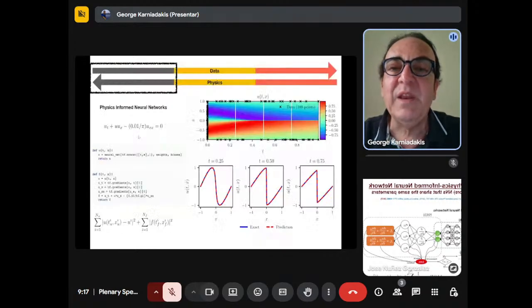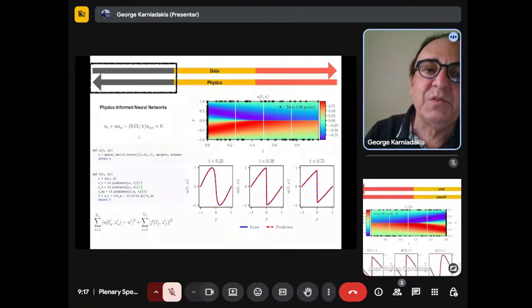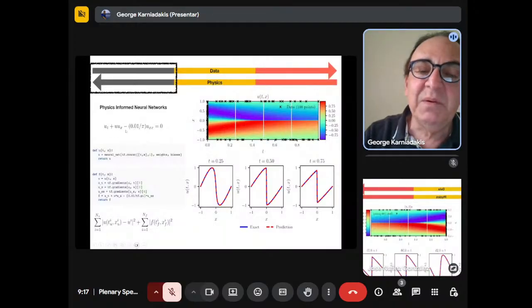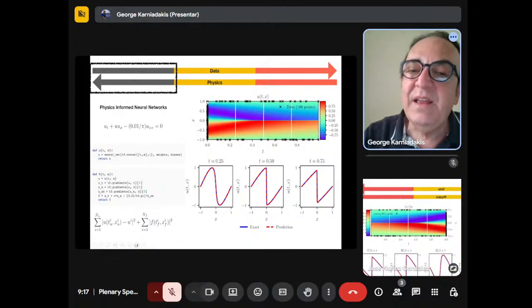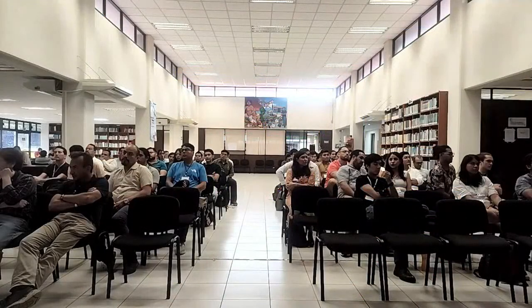So I'm going to give you an example of Burgers' equation. Of course, Burgers' equation is a simple model for turbulence: u_t plus u u_x, there's a nonlinearity, minus a second derivative in x, equals 0. Here I don't have any extra data. The only data I have is at t equals 0, this vertical line with crosses, which is the initial condition. And then I have the boundary conditions here with the black points.